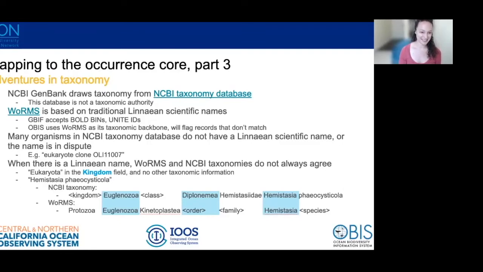Something that was a little more complicated, I'm going to give an example of, and I'm going to mispronounce the species name, but it's Hemistasia phaeocysticola or something. You can see here that I've given the NCBI taxonomy for this organism and the WoRMS taxonomy for this organism. And you can see that although both of them contained the genus name, all the other names don't quite match up. This is maybe not the worst possible example that you could imagine, but it did raise the concern that one might be able to match a species name on WoRMS, but with a completely different taxonomy associated with it.